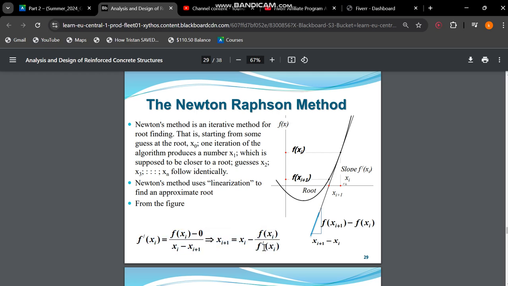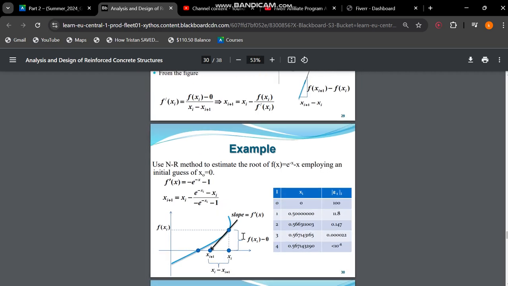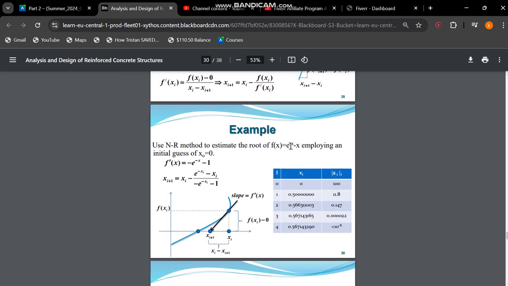Okay, x_{i+1} = x_i − f(x_i)/f'(x_i). This is the main formula. Here's an example: f(x) = e^(−x) − x, employing an initial guess of x0 = 0. So this is the initial guess. Remember, with open methods you always get an initial guess. In this question we've been given f'(x), another simple problem.